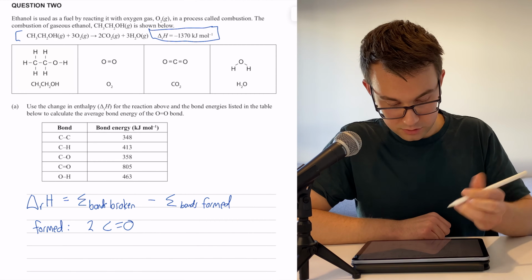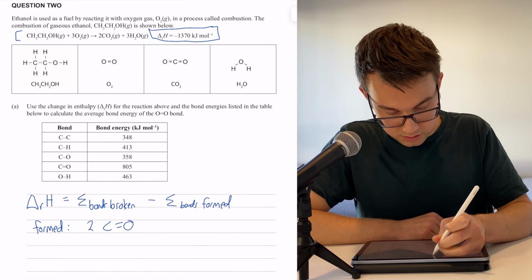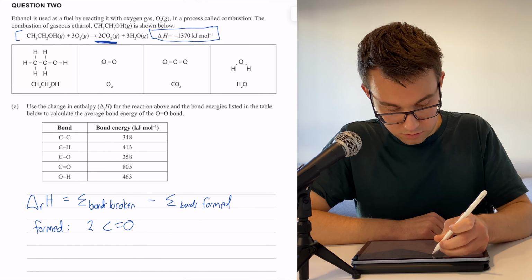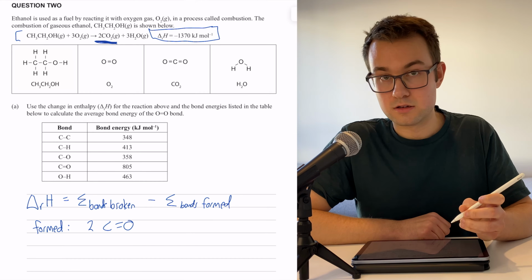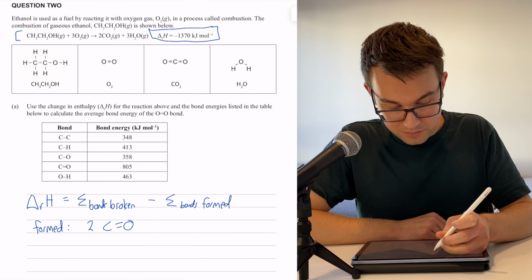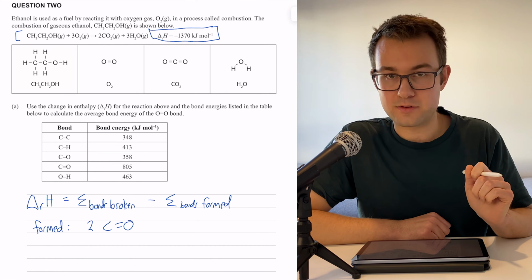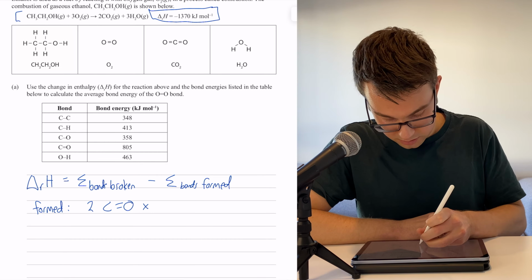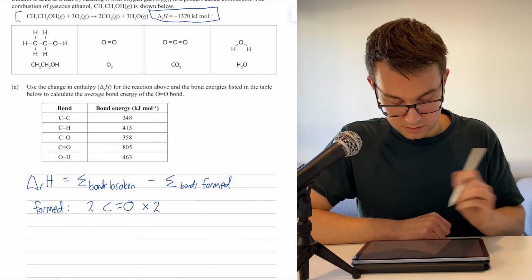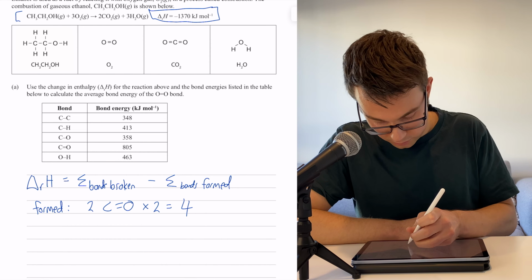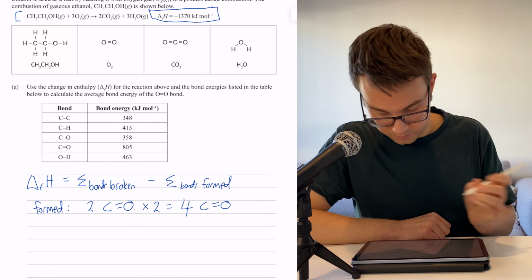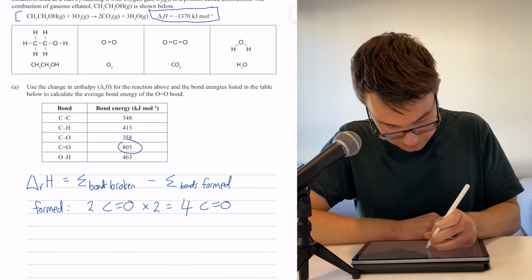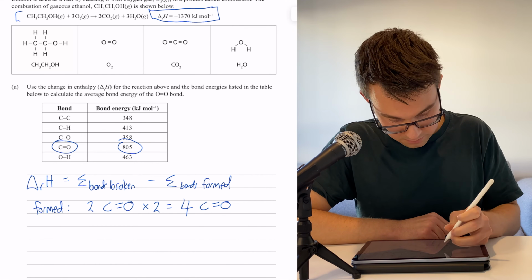Yes, they are. Because if you look back up at the equation, you can see under the CO2, there's this molar ratio of 2. So we can't forget about that. You need to go back, have a look at the equation, and see that it's in a 2 molar ratio. So therefore, we need to times this overall amount of C double bond O's by 2. So we get a total of 4 C double bond O. Okay. Then we can use the values provided, which is 805 for C double bond O.